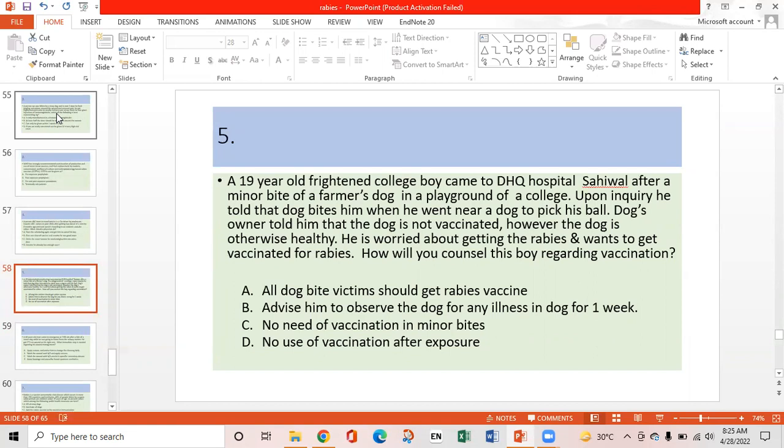Option A, that all dog bite victims should get the rabies vaccine. Option B, advise him to observe the dog for any illness for 1 week. Option C, no need in minor bites. And option D, no use of vaccination after exposure. B. Yes, B is the right one.